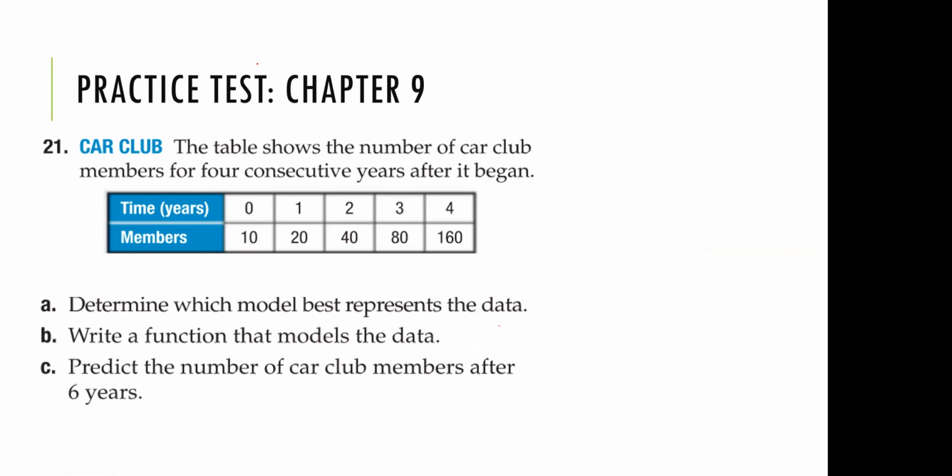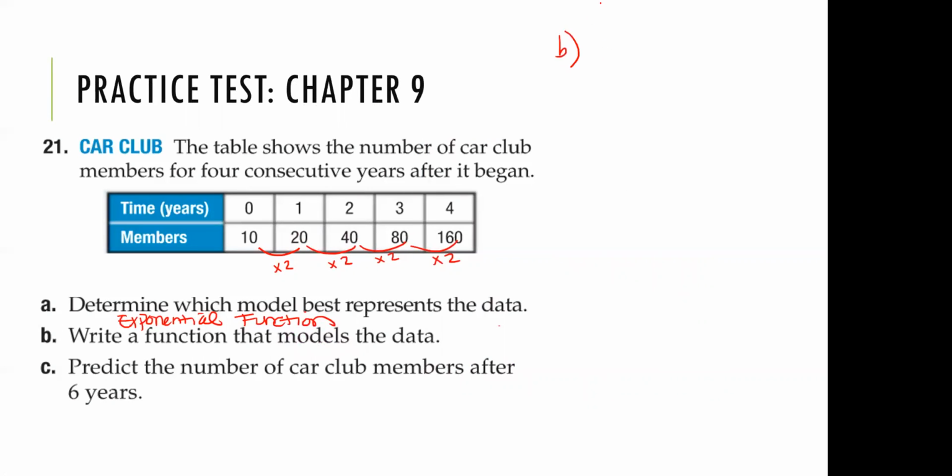Okay, so I'm looking at my y value, which would be my members, and to go from 10 to 20, I either add 10 or I can multiply by 2, right? 20 times 2 is 40, and 40 times 2 is 80, and 80 times 2 is 160. So it looks like this is going to be an exponential function, right? Because it has a common ratio here, okay? And then it says to write a function that models the data, okay?